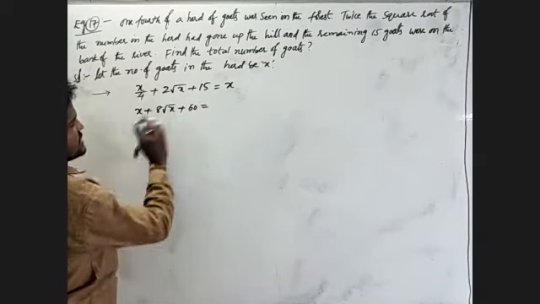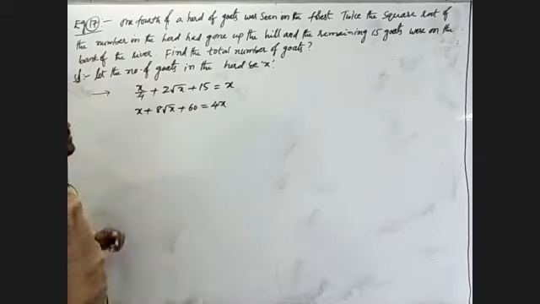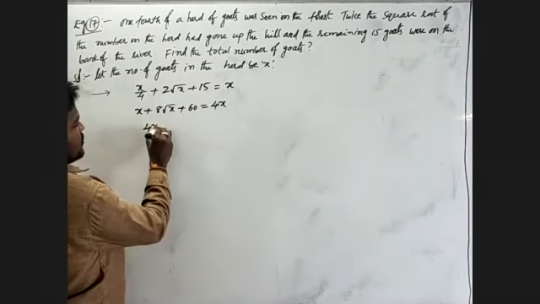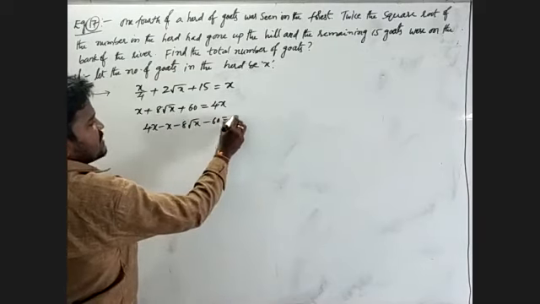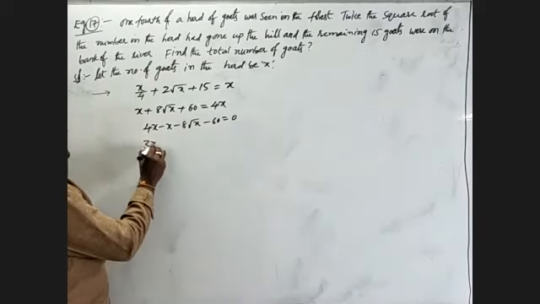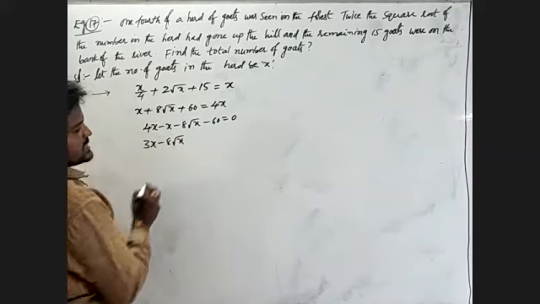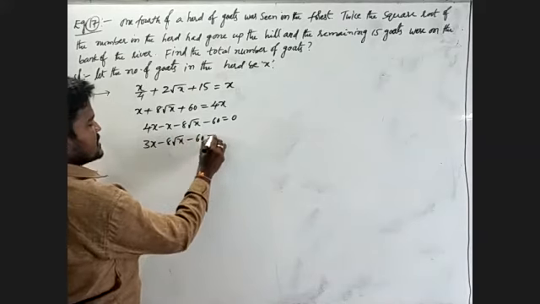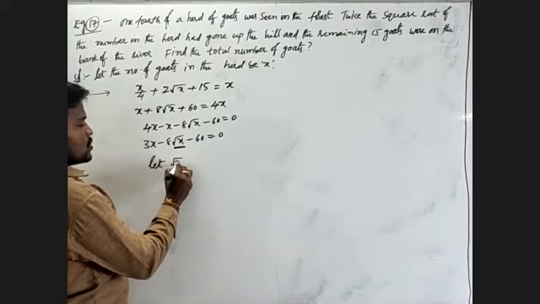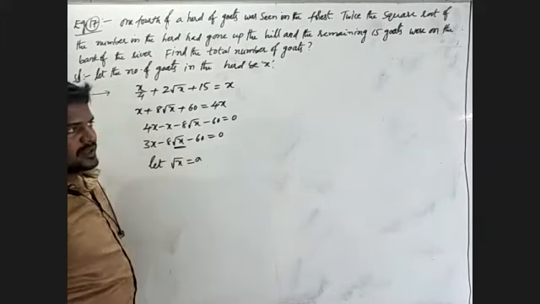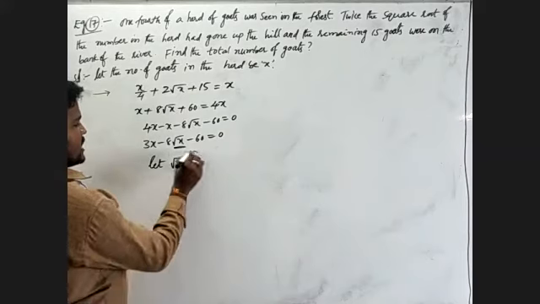to what? Will write 4 into x will become 4x. This value will become that side, and I will write 4x minus x minus 8 root x minus 60 will become 0, and I will write 3x minus 8 root x minus 60 is equal to 0. Let root x is equal to a.